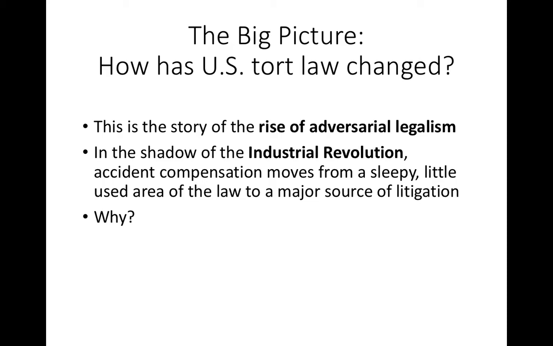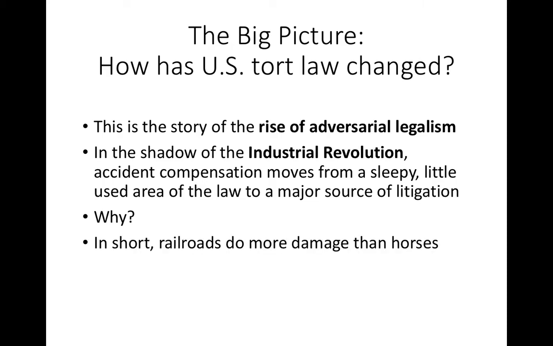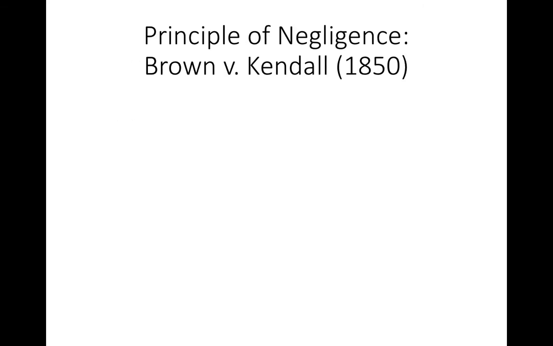And why is this the case? Well, in short, it was the case because railroads do more damage than horses, right? So as the U.S. progressed down a path of industrialization, the frequency of unintended accidents caused by technology increased. To injure people, injuries are just going to be less numerous than in a really industrial economy where workers are dealing with really dangerous products and processes.